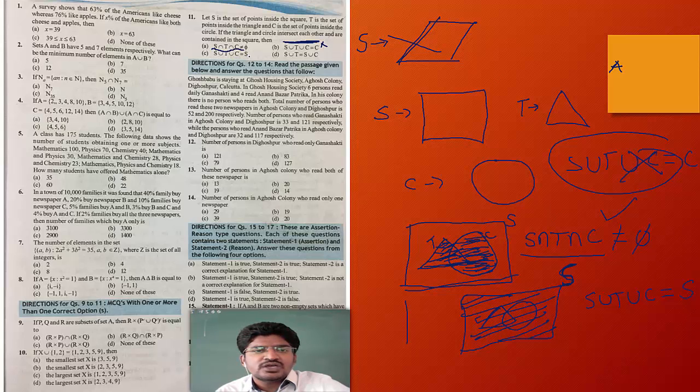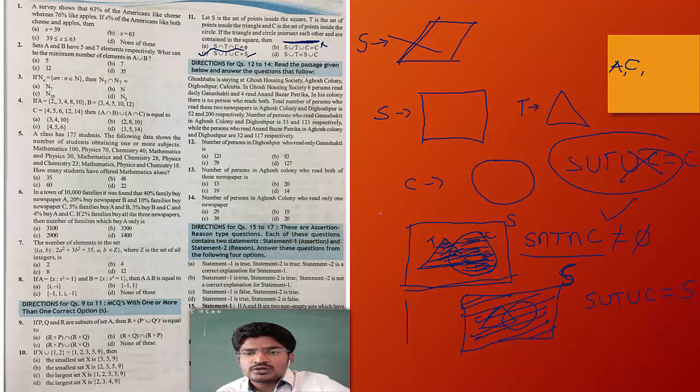But for option C they have given the correct answer, that means C is the correct option. So, option C is also correct. No problem, because more than one option can be correct. Option C is also correct because S union T union C is equal to S. We have already solved with the Venn diagram.